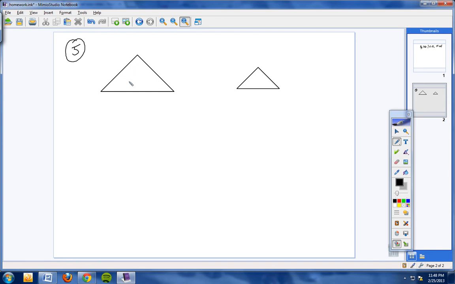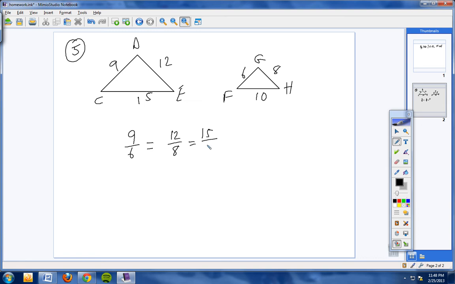We have triangle CDE and triangle FGH, with sides 9, 12, 15 and 6, 8, 10. All this is in your book, of course. Let's see if these two triangles are similar using side proportionality. Smallest side is 9, smallest side is 6, so 9 over 6 equals, middle size 12 over 8, and the biggest side 15 over 10.